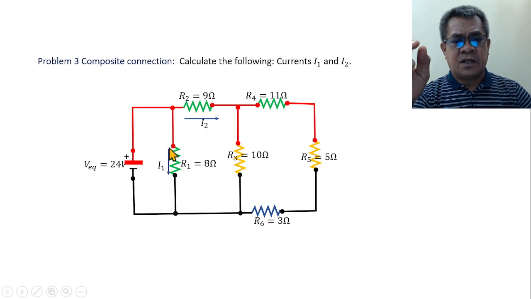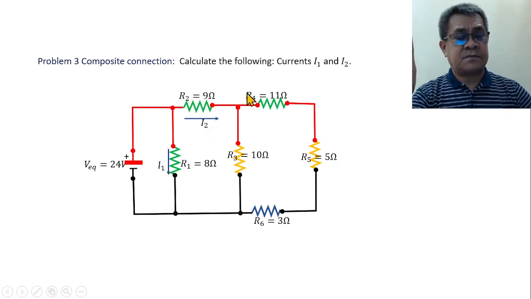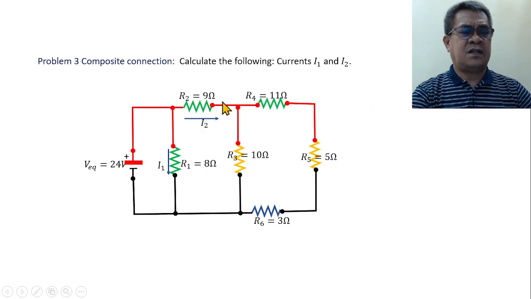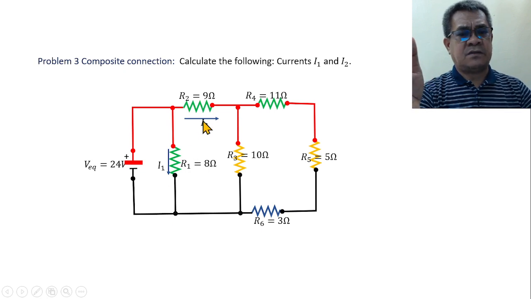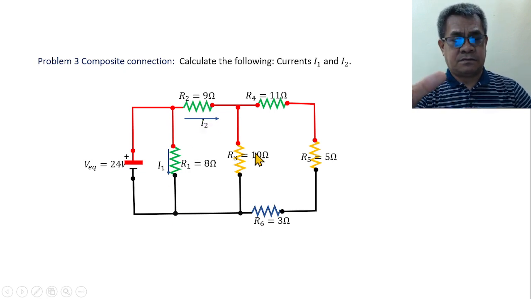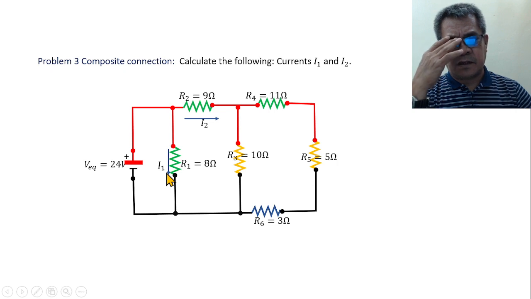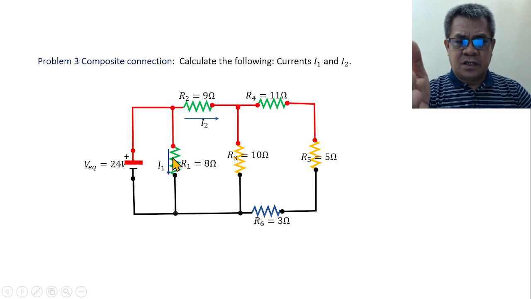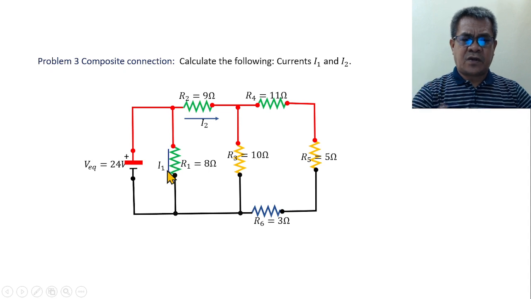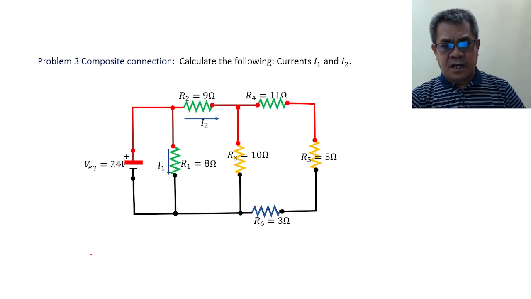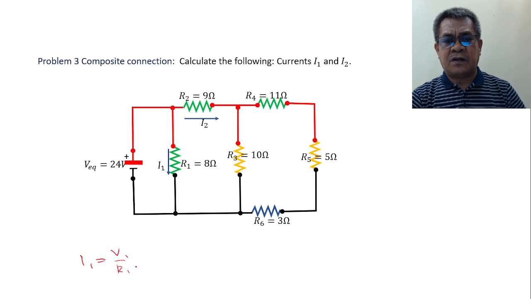Where are I1 and I2? I1 is the current that passes through R1, and I2 is the current that passes through R3. These are the only required currents, I1 and I2. Now, in this case, again, we need to compress the circuit. The idea is, if you want to calculate I1, remember in Ohm's law, it is equal to what? V1, of course, divided by R1.